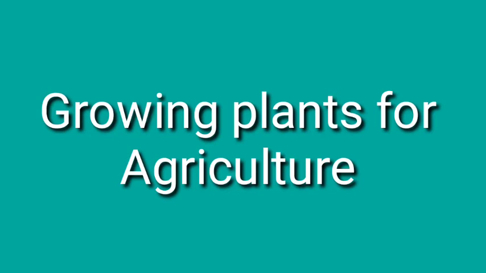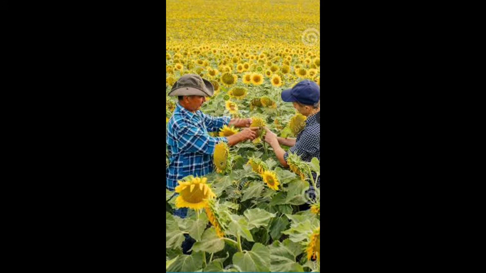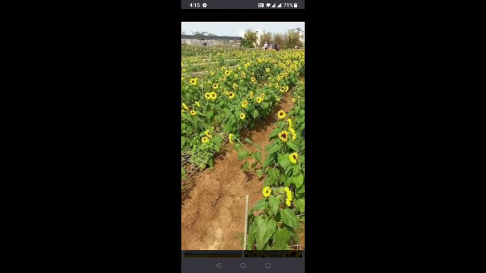The next topic is growing plants for agriculture. Plants that are grown in large numbers for their product are known as crops. When you practice growing crops for the sake of food or for any other purpose, it is called agriculture. Crops can be divided into 4 kinds. They can be food crops, fiber crops, beverage crops, or oil yielding crops.